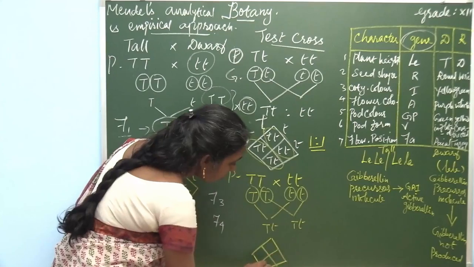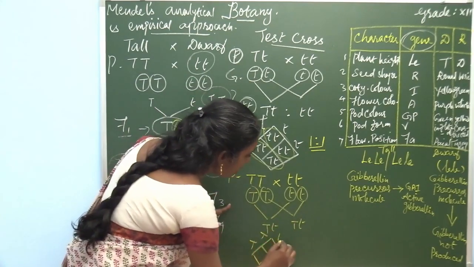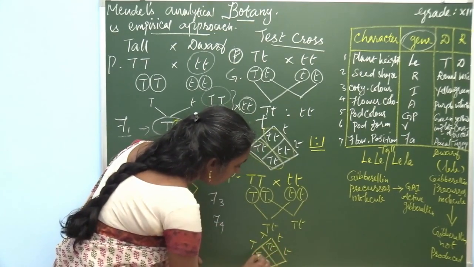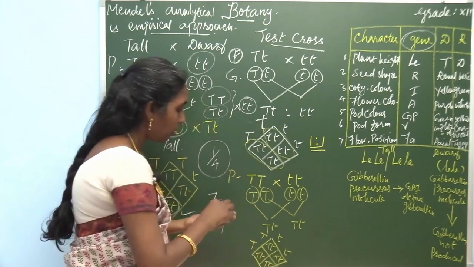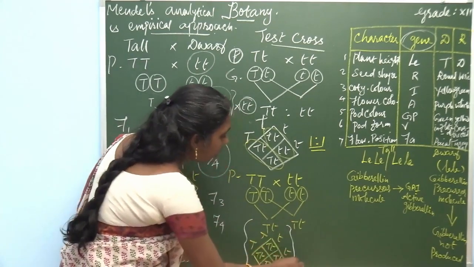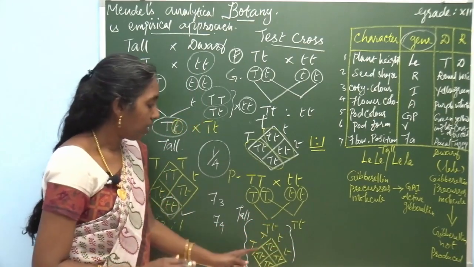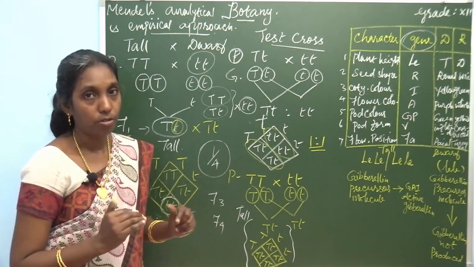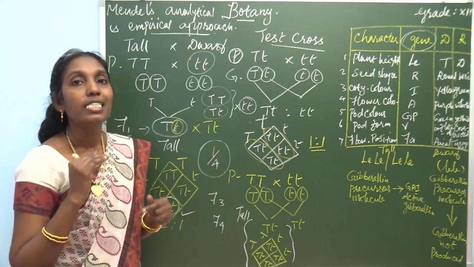Here capital T, here small t, small t. So, capital T small t, capital T small t, capital T small t, capital T small t. So, now all these are tall. All these are tall, heterozygous tall. Everything is heterozygous tall. So, this type of cross is known as test cross.